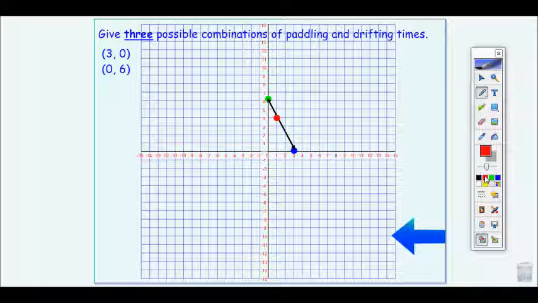And we can write them as coordinate points. The other ones are written as coordinate points. But knowing that our x value is how far we're going to paddle, and our y is going to be then how far we can drift.